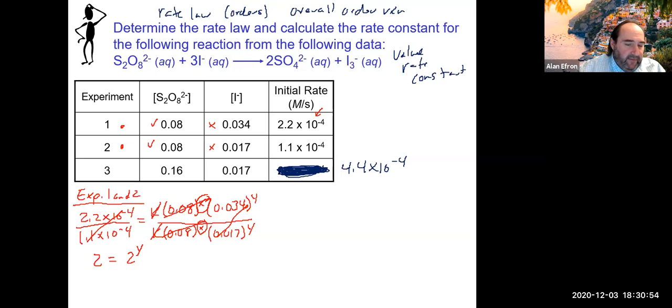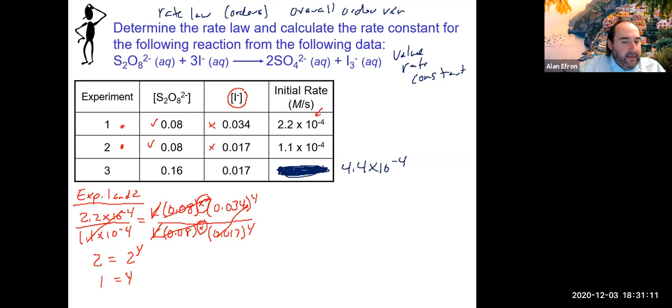Here you could probably very easily figure out that y in this case is going to be 1. So the order with respect to I minus is first order. Any questions on that part of the calculation there?